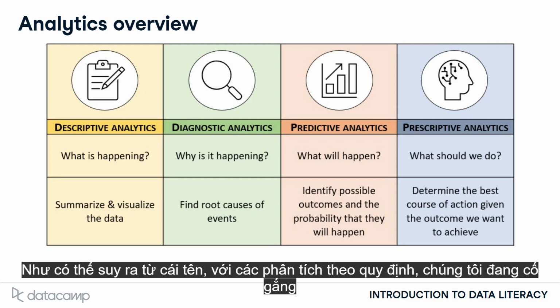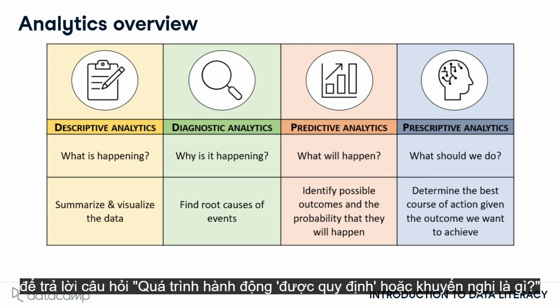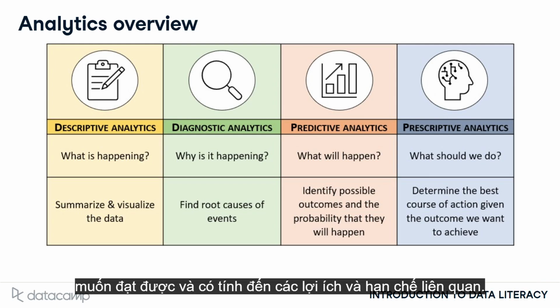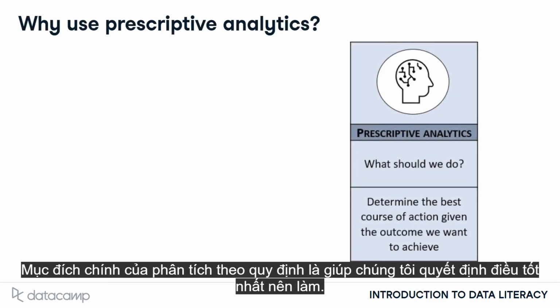As can be deduced from the name, with prescriptive analytics, we are trying to answer the question, what is the prescribed or recommended course of action? And, by doing so, select the best action given the outcome we want to achieve and taking into account related benefits and drawbacks. The primary purpose of prescriptive analytics is to help us decide what best to do.